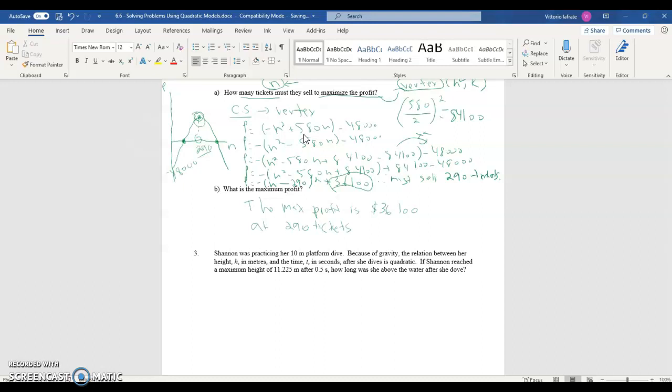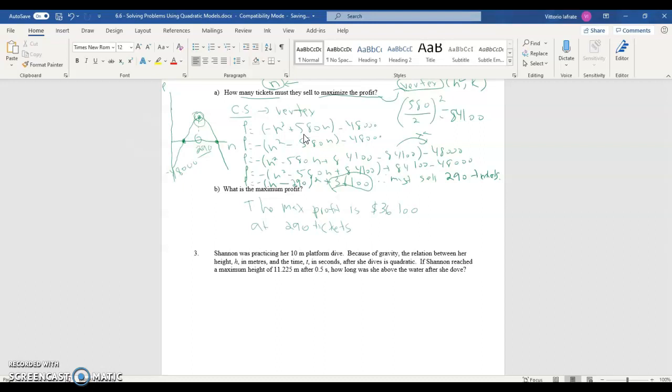Once you go beyond that zero line, we start to make a profit, and we keep making a profit. We're making more and more, and it's more than what we spent, up until we get to a maximum of 290 over here, or a ticket sale of 290 to make $36,100. So this would be our maximum profit over here at 290 tickets being sold.